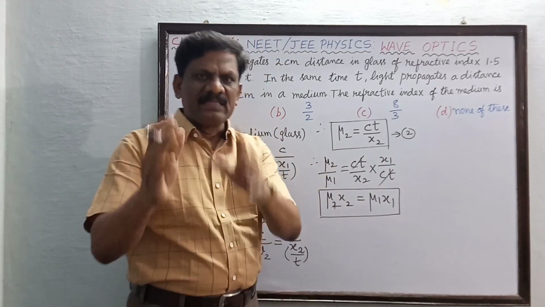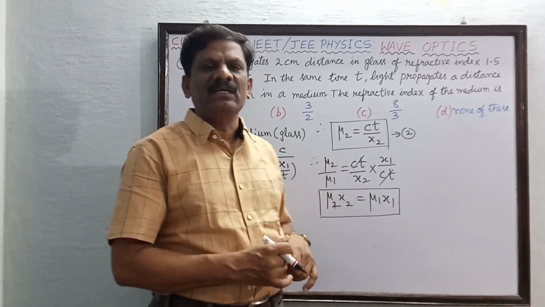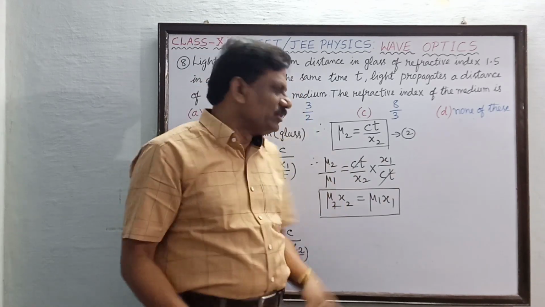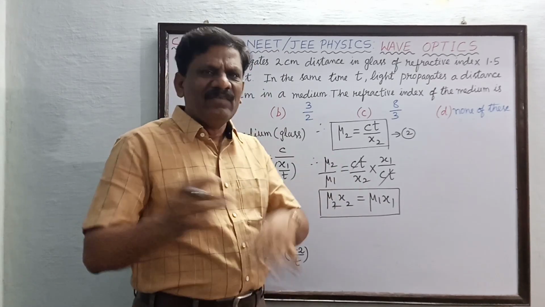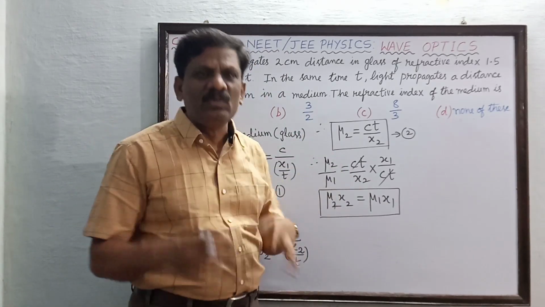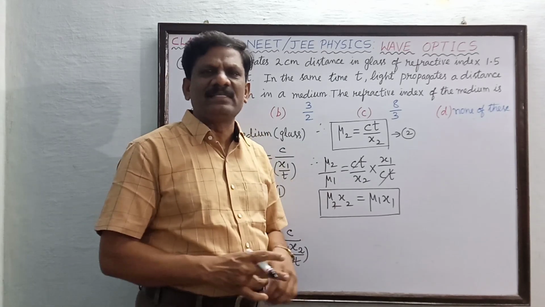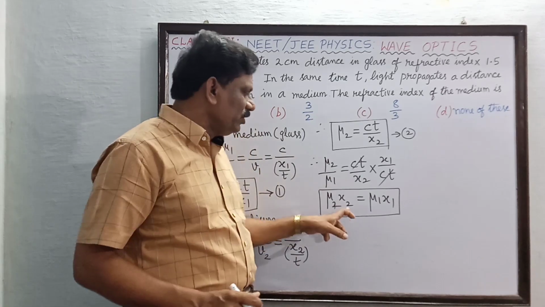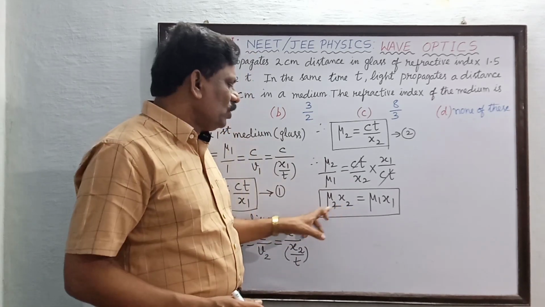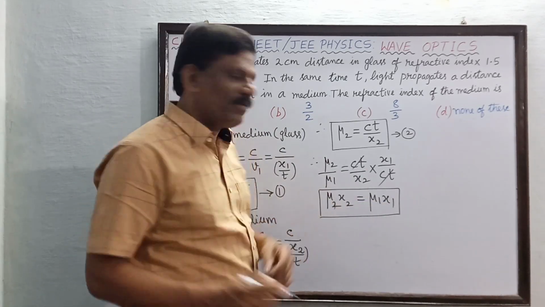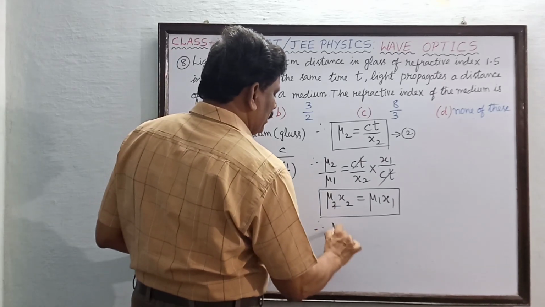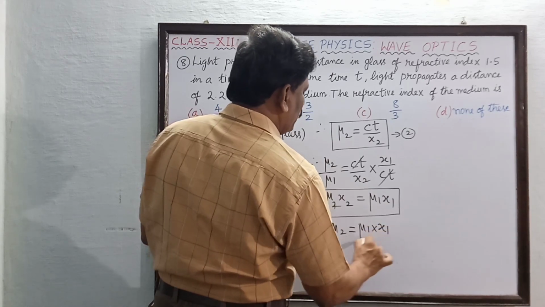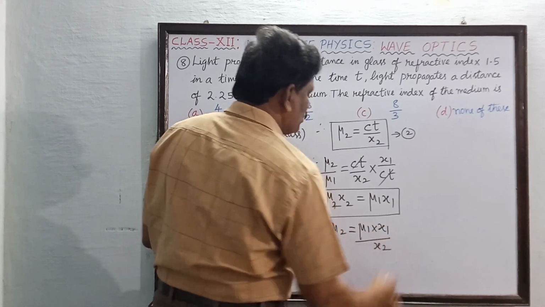See, this is for your understanding. I am deriving it, actually it's a derivation. But before going to the competitive examination, you should have some shortcuts. Directly you should remember this equation. Every time you cannot derive like this. I am explaining how this equation has come, that's all. But you must keep it in mind while going for the exam. Directly you have to use this expression: mu2 x2 is equal to mu1 x1. Therefore mu2 is equal to mu1 into x1 divided by x2.